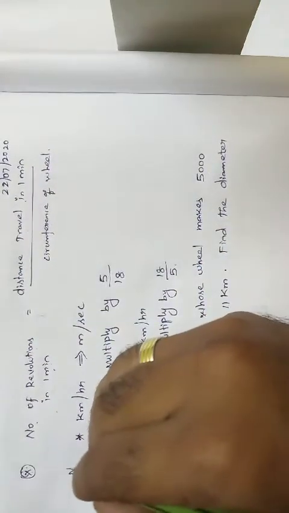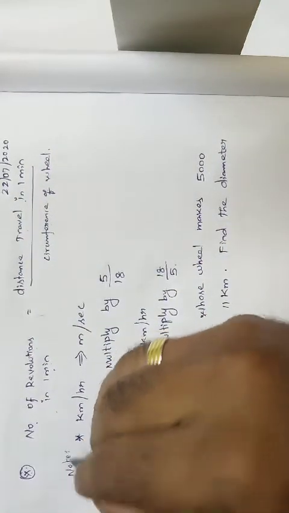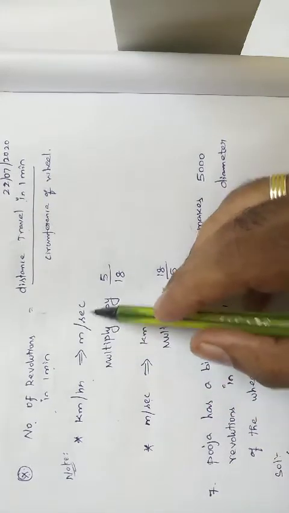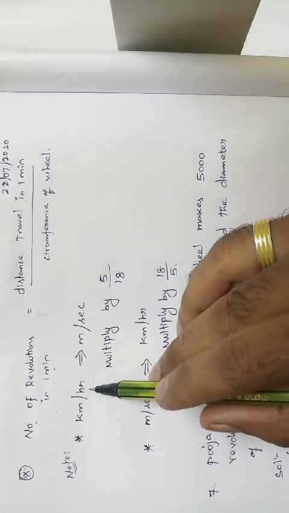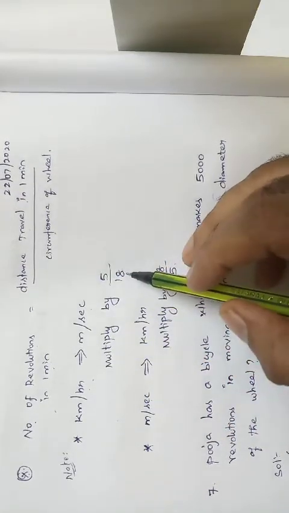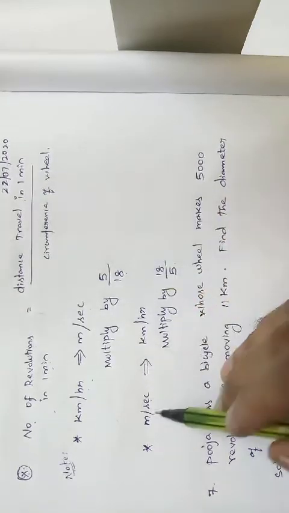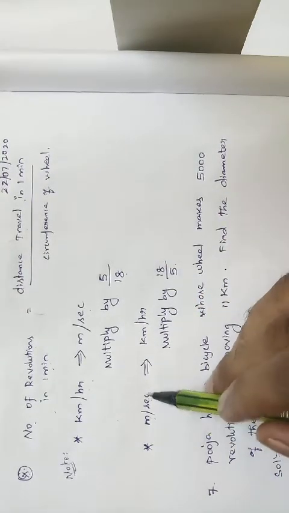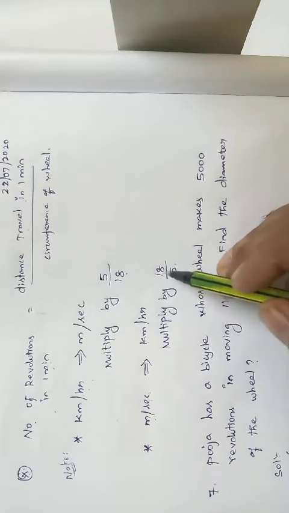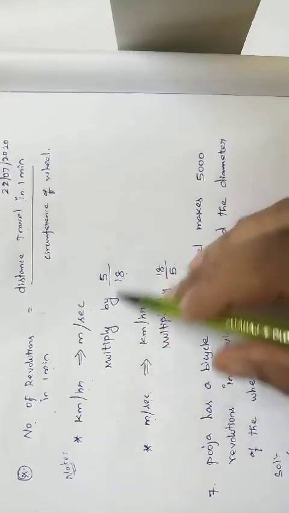This is a very important note, and this formula we discussed yesterday itself. Another very important note is the conversion. Converting kilometer per hour to meter per second, we have to multiply by 5 by 18. If you are converting meter per second to kilometer per hour, then we have to multiply by 18 by 5. These we will use.